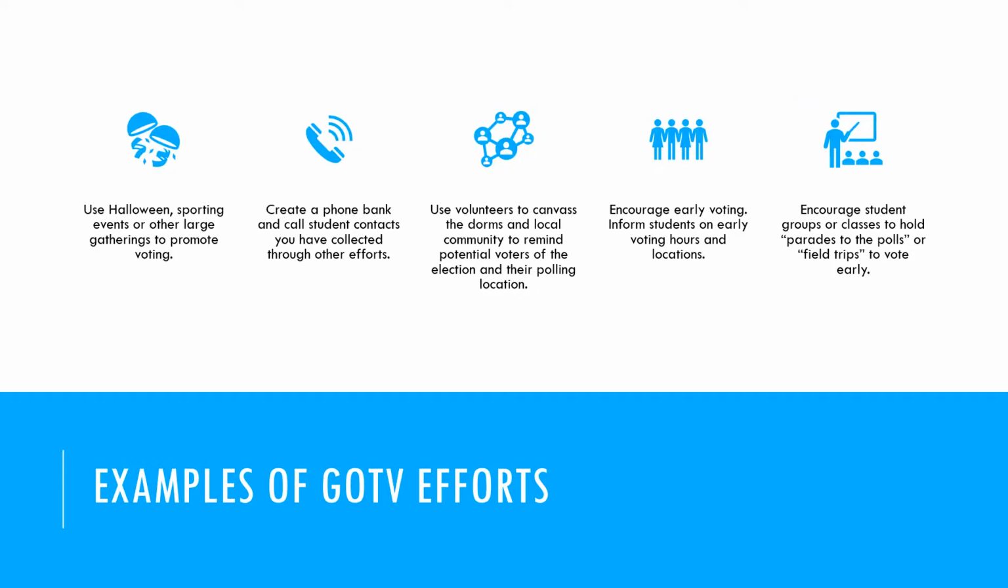You can also use Halloween or sporting events to promote Get Out the Vote efforts. You can create a phone bank and call student contacts you have collected through your other efforts as well. Use volunteers to canvass the dorms to remind students. Encourage early voting and encourage student groups or classes to hold parades to the polls or field trips to vote early.